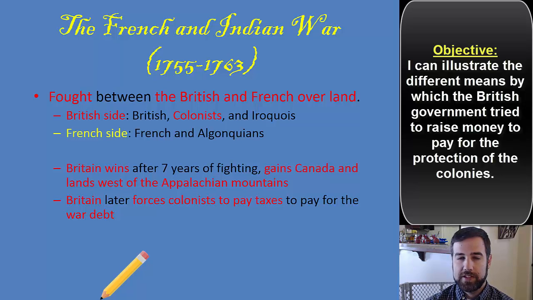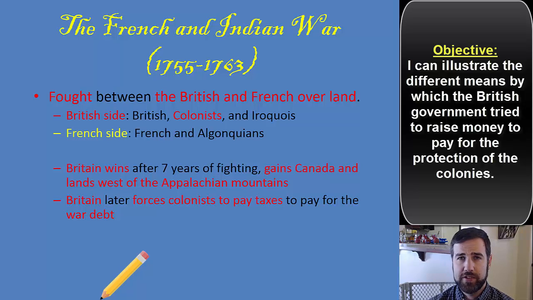In this war, it's fought between the British and the French over land. If you look at the name, the French and Indian War, that is from the American point of view. That's who we're fighting. We're fighting France and their Indian allies. For the two sides during this war, the British side is the British Army, the colonists, and the Iroquois nation. On the French side, it's the French Army and the Algonquins and some other Native American tribes as well.